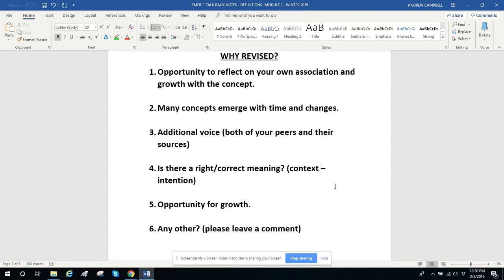And of course, we talk about opportunity to grow. And I want you to make a comment, please, if there's any other reason why you felt that revising the definitions was beneficial. Go ahead and make a comment. It's not mandatory, but I love to hear from you. Leave a comment if you felt there's another reason or another purpose or another value for us to have revised our initial definitions. Okay, so I want you to do that for me.